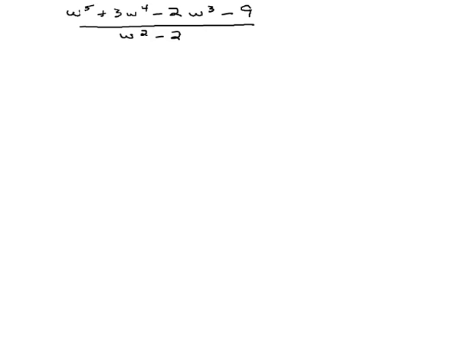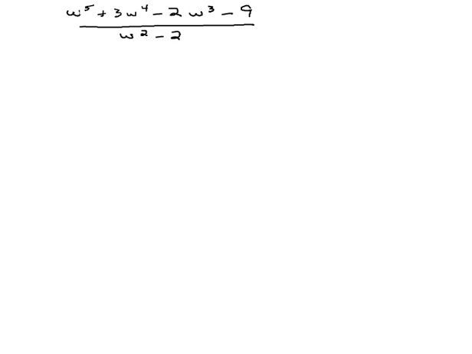For our last example, we'd like to look at the polynomial w to the fifth plus 3w to the fourth minus 2w cubed minus 9, divided by the two-term polynomial w squared minus 2.